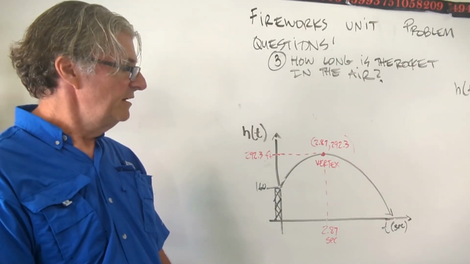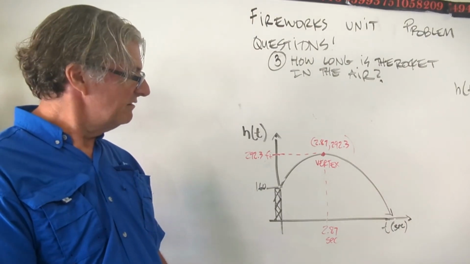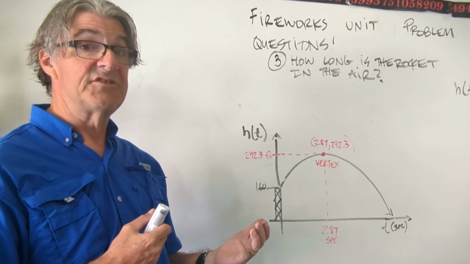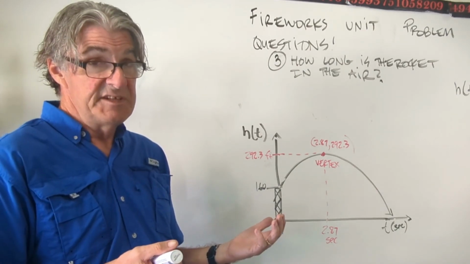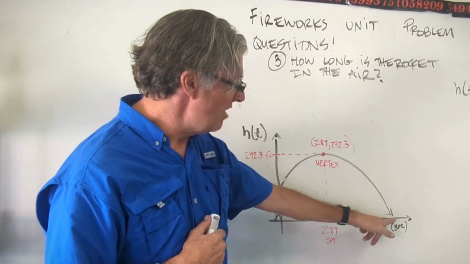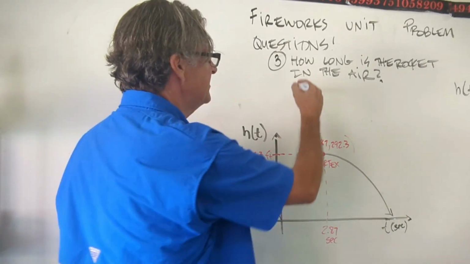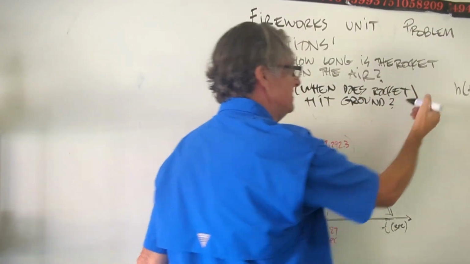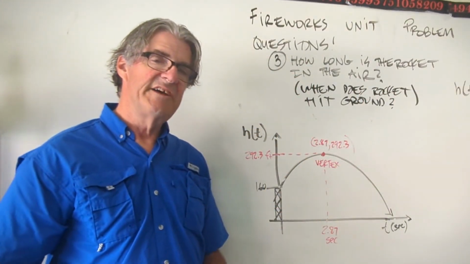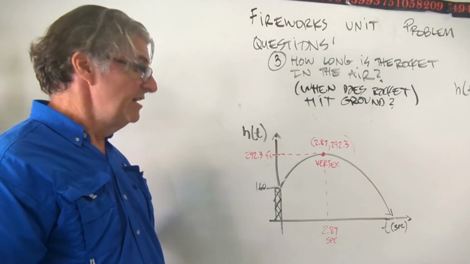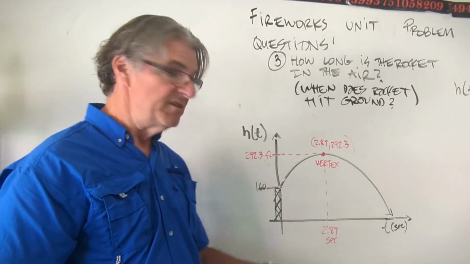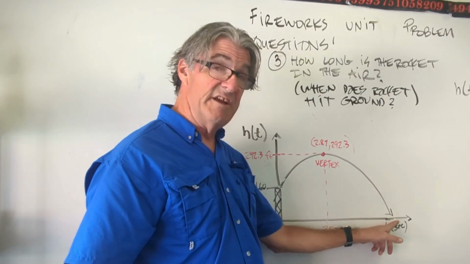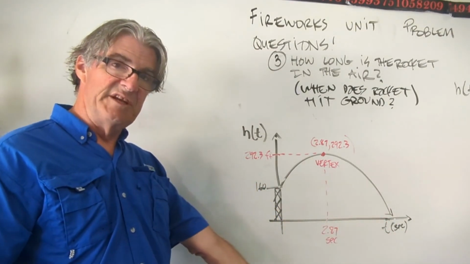So, how long is the rocket in the air? There's another way to ask this question. When does the rocket hit the ground? Right? That's the time it's in the air. That time ends when the rocket hits the ground. So we could say, when does the rocket hit the ground? And that's a more understandable way to phrase the same question. That's the time when it hits the ground. When it's launched, time is 0. So the time when it hits the ground out here is the amount of time it's been in the air.